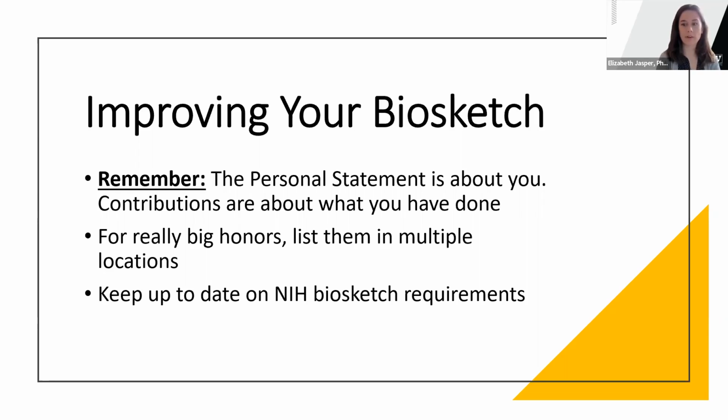And then for certain really big honors, like receiving an F31 as a graduate student, a T32 as a postdoc, or any of the Ks, you should list those in multiple locations on your Biosketch to really stress it and drive it into your reviewers' heads. You can put them in your honors section, you can put them in your personal statement, and they can also be mentioned in your contributions to science as well.